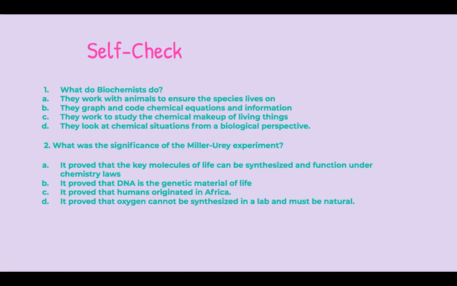Number 2, what was the significance of the Miller-Urey experiment? A, it proved that the key molecules of life can be synthesized and function under chemistry laws. B, it proved that DNA is the genetic material of life. C, it proved that humans originated in Africa. And D, it proved that oxygen cannot be synthesized in a lab and must be natural.